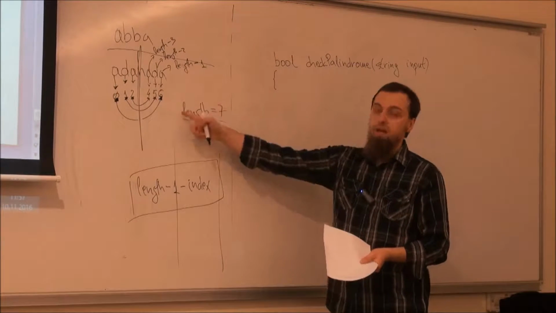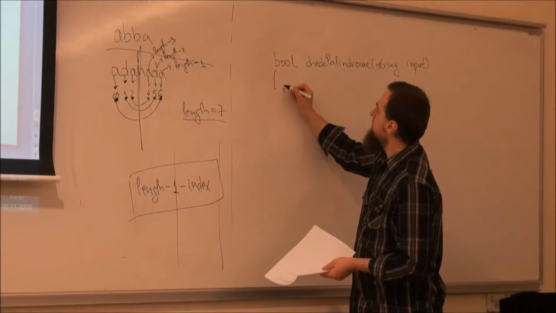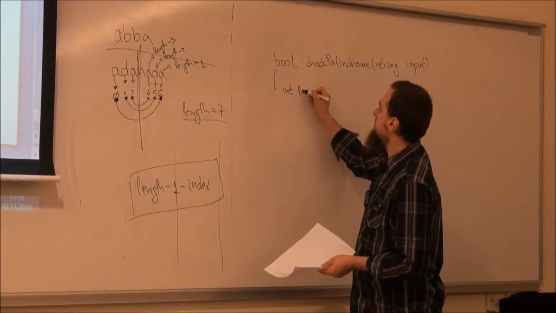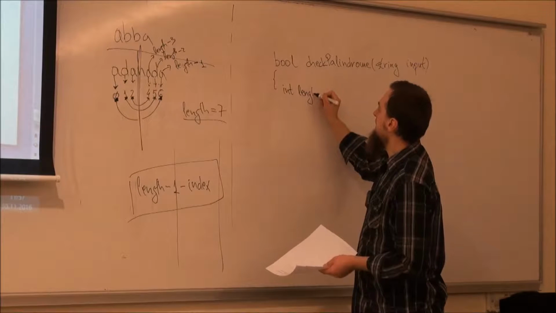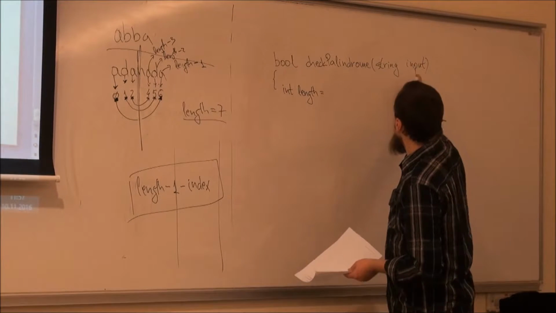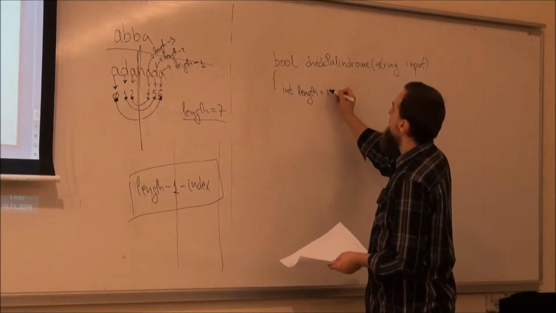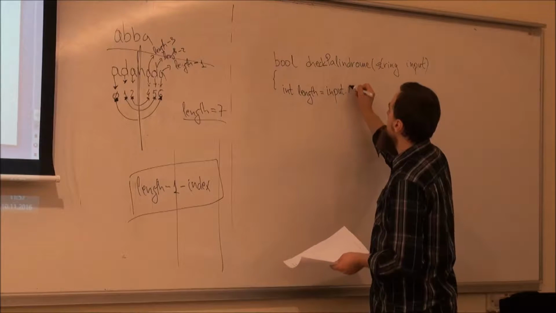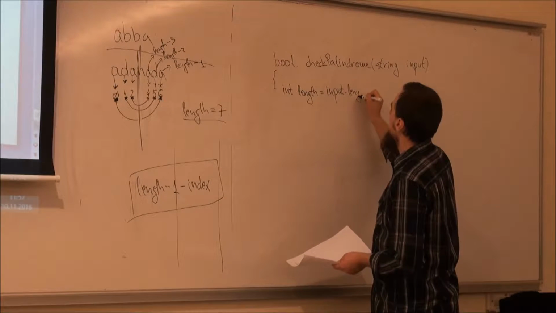We see that we need the length. That's why initially we're going to define a variable of integer type. It's going to be called length, and we keep the length of the input string here. So length is equal to input.length.